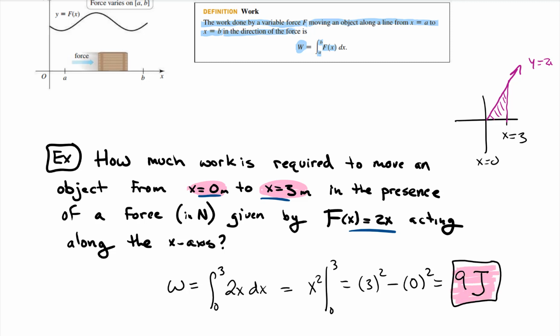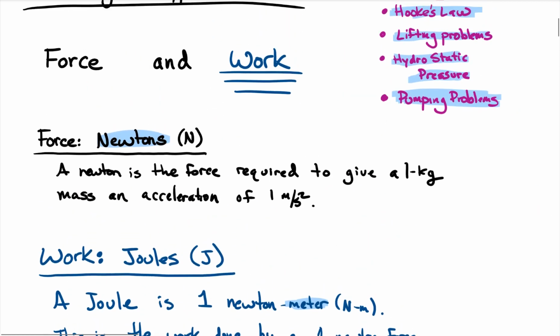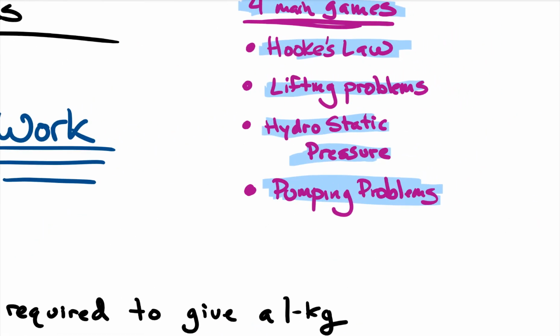So there's an intro. We're going to start with Hooke's Law. Hooke's Law is going to be next, and that's all about springs. Trust me, you will want springs on your exam. They're typically a little simpler to understand than the lifting, the hydrostatic pressure, or the pumping problems. If I was to put this in order of difficulty, I'd probably go 1, 2, 3, and 4. And 3 and 4 can be, depending on who you are, switched. But typically Hooke's Law is the simplest for us to understand.